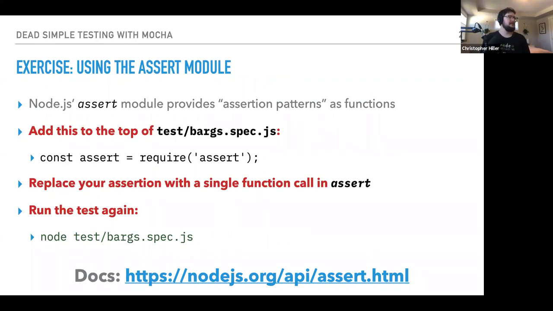So the assert module is in Node, and you're probably going to want to go check out the docs right there. That is nodejs.org/api/assert.html. And this is the built-in assert module. What it provides is assertion patterns as functions. And so we're going to use this instead of what we just did. So I want you to add something like const assert equals require assert to the top of your bargs.spec.js file.